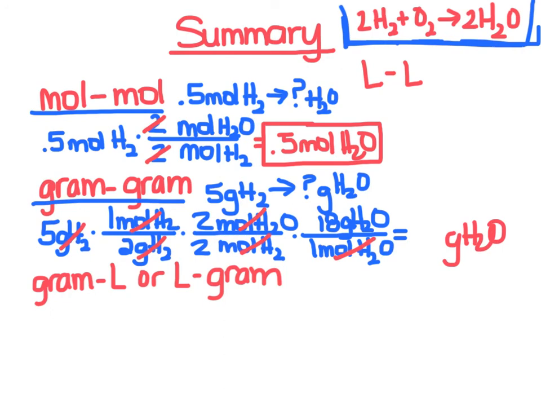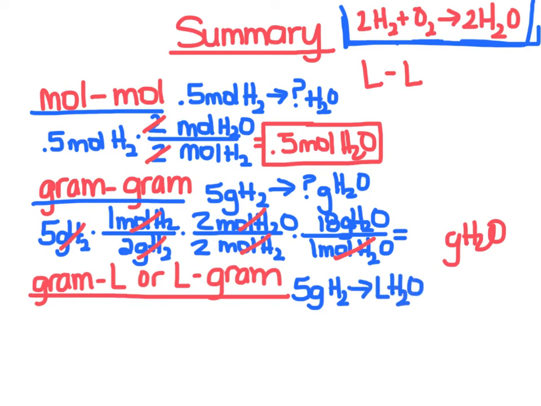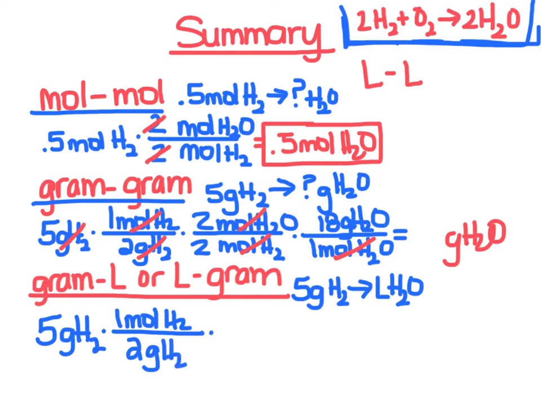Our third type of problem is our gram to liter or liter to gram. So let's say, for example, we are given the same exact problem as before. We start with 5 grams of hydrogen, but we want to know this time how many liters of water vapor would be made at standard temperature and pressure. Well, guess what? Our first step is going to look exactly the same. We're converting to moles. So 1 mole of hydrogen weighs 2 grams. Our second step is also the same. It's our relationship between the hydrogen and the water.